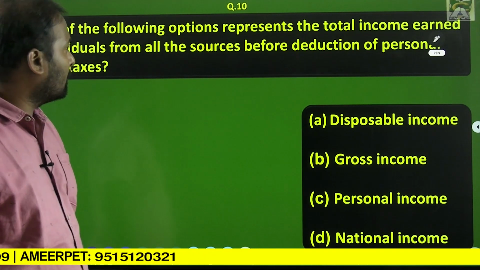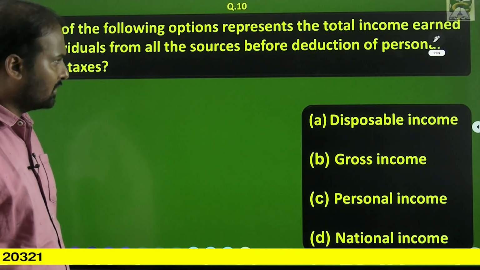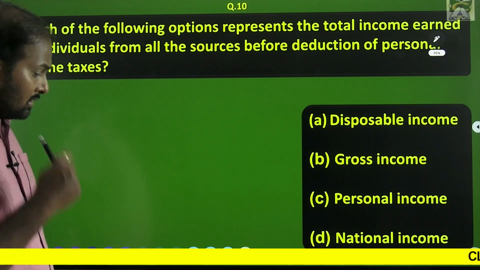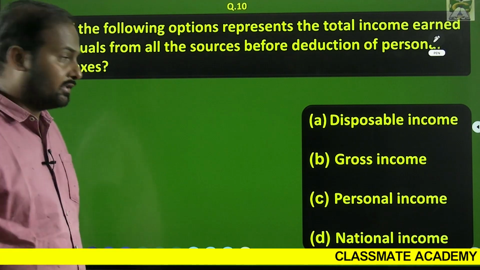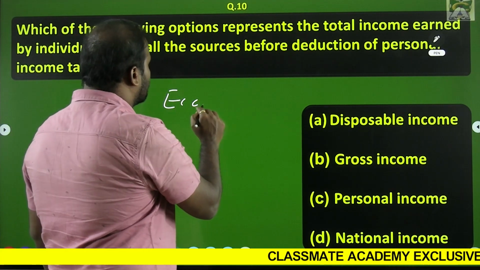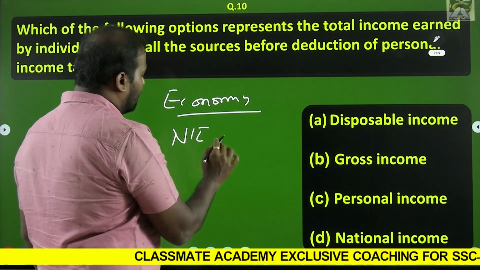Which of the following options represents the total income earned by individuals from all sources before deduction of personal income taxes? So they are talking about before the deduction of personal income taxes. Again, this question is from economy. So this question is from the topic called national income estimates.